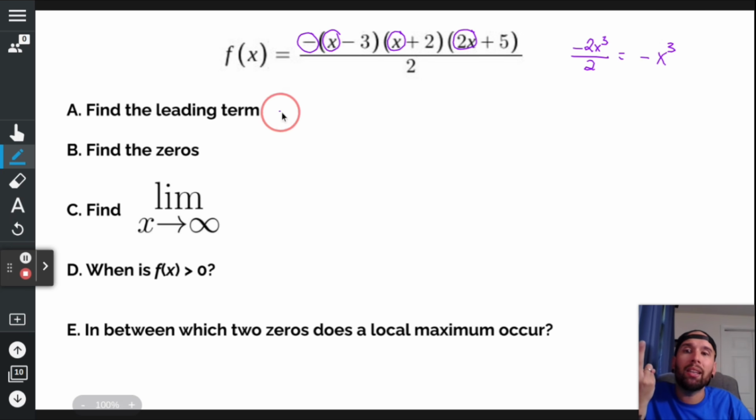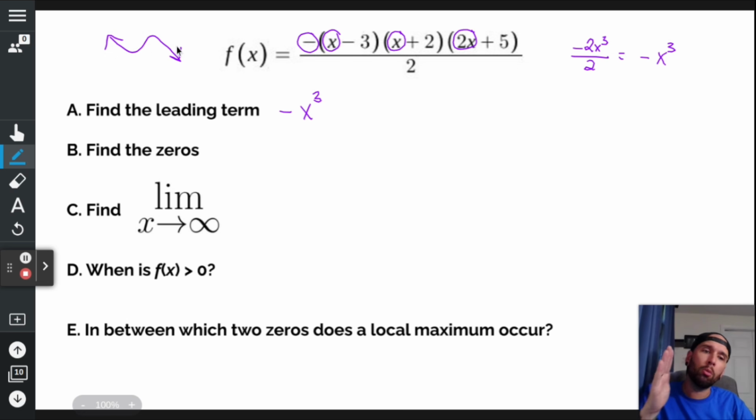My leading term is negative x to the third, which is going to tell me that the behavior of this cubic is going to go like this. A normal cubic starts from the bottom and works its way up. This is flipped upside down.